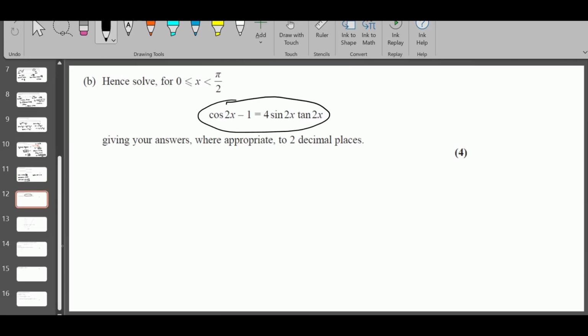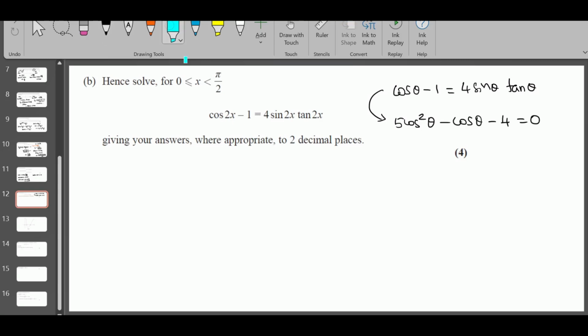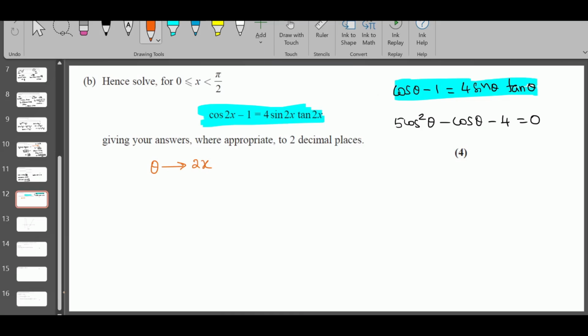In part A, we got cos theta minus 1 is equal to 4 sine theta tan theta, and we have rewritten this equation as 5 cos square theta minus cos theta minus 4 is 0. That's part A, right? Now if you compare these two equations, what do you notice here? What has changed? It's the same equation, only thing in the place of theta you have 2x, right? So if you can rewrite this equation into this form, you can rewrite this equation into the same form, but you need to have 2x in the place of theta.